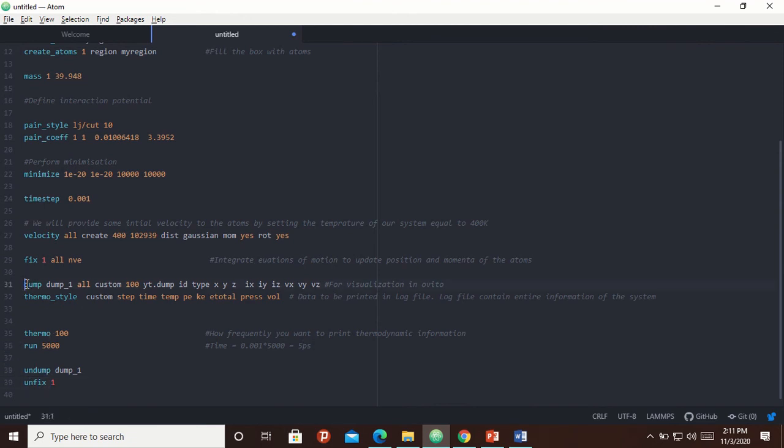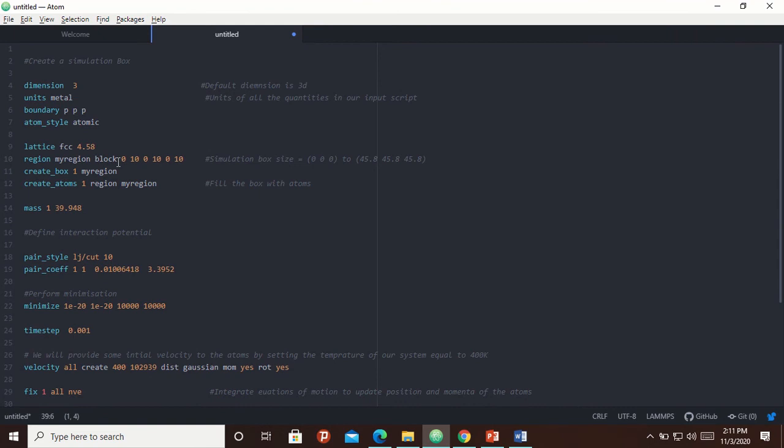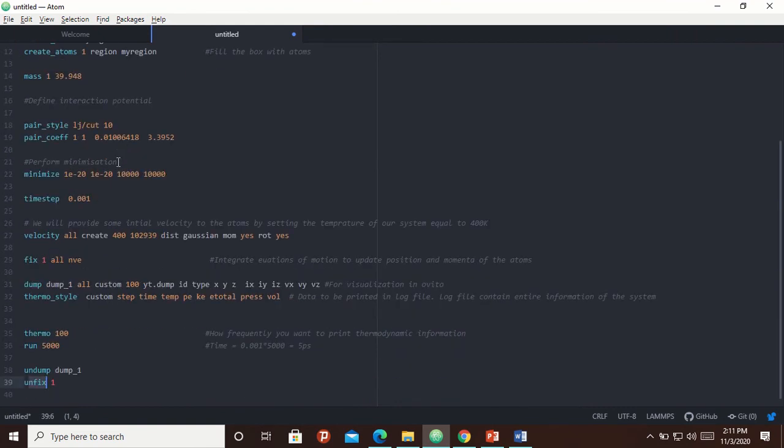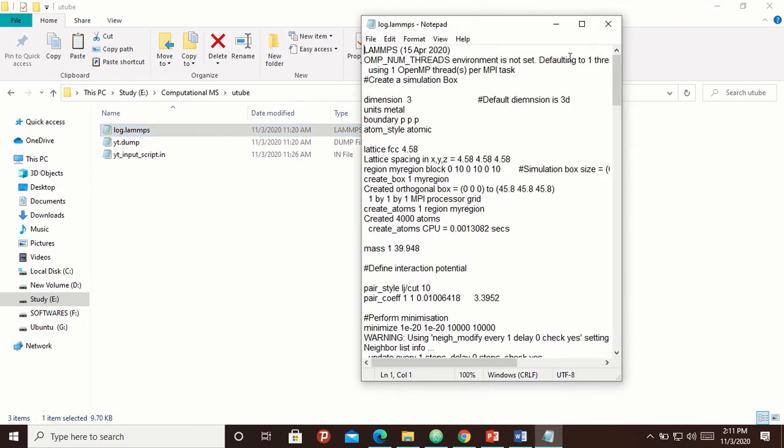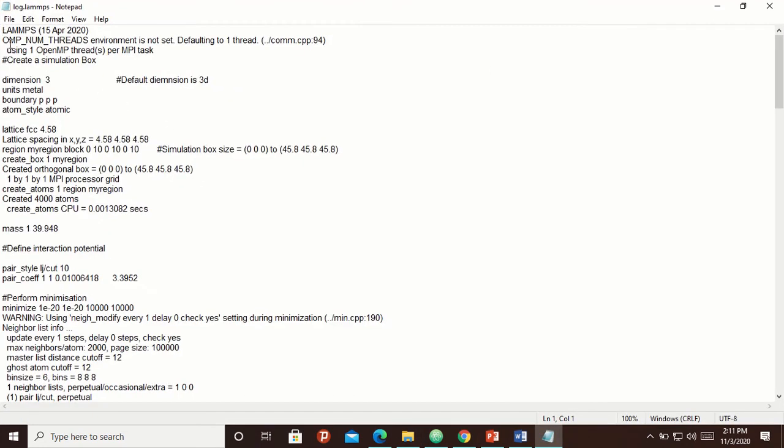Whatever dump ID I have created here and the fix ID that I have used here, I have to undump it and unfix it. Now when you run this input script file, the first file you get is log.lammps. It is a file that will contain the entire information of the system.